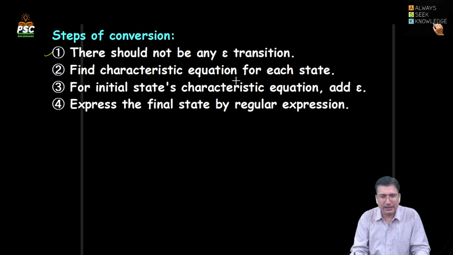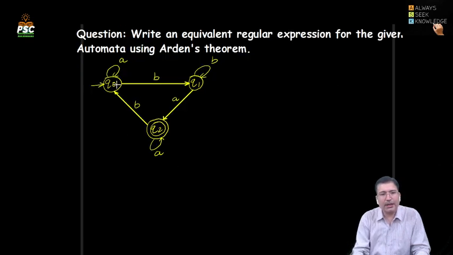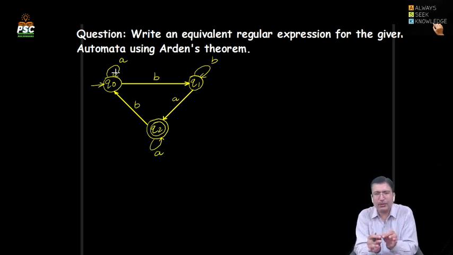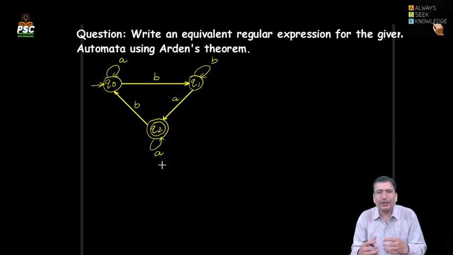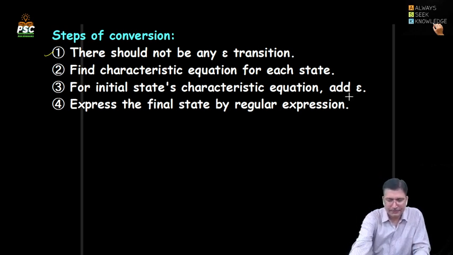Now the next thing is to find the characteristic equation for each state. So what is the characteristic equation actually? In the characteristic equation, we focus on the input arrows to a state. We try to write an expression of how we can reach that particular state. How the machine can reach that particular state defines the characteristic equation, right? Then the third step: for the initial state, in the characteristic equation we add epsilon, or null, also. So what is epsilon, and why do we add it in the characteristic equation?